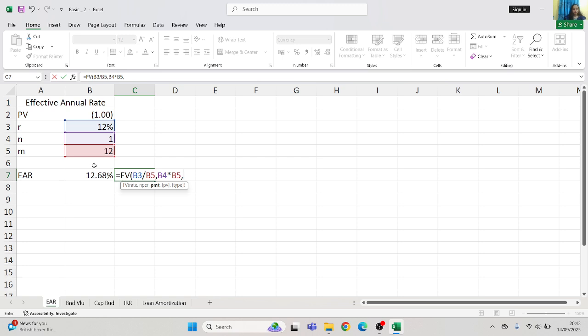PMT is 0, PV is 1.00, type 0, that means we are going to type tab, then we close our bracket. As we have to find here our given formula, last we type -1, then we press enter to get the value of here.